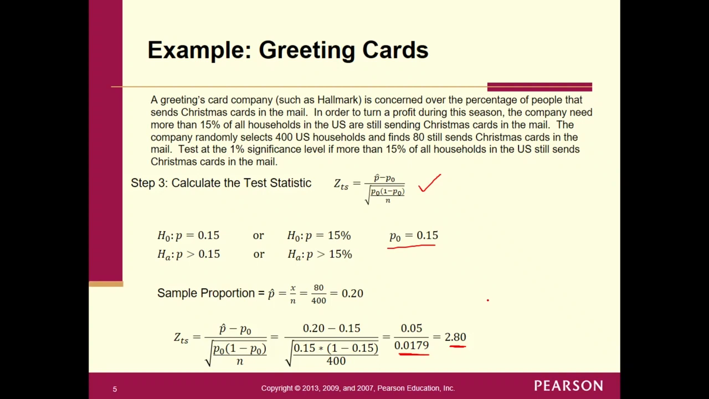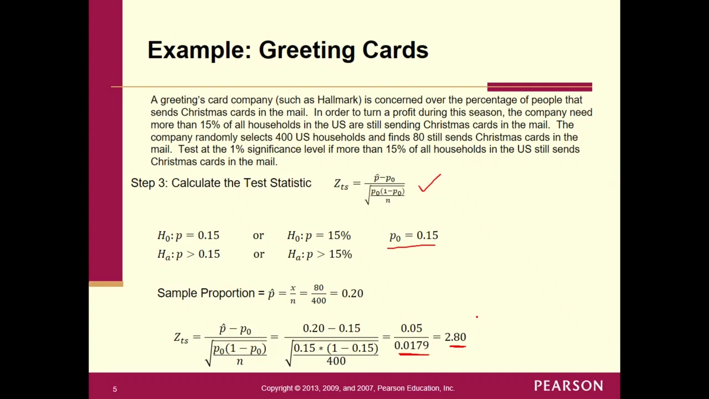So we are testing if p is greater than 15%, and our p hat turned out to be 0.2. That doesn't mean automatically that we get to reject the null hypothesis just because p hat is greater than the value of the null hypothesis.